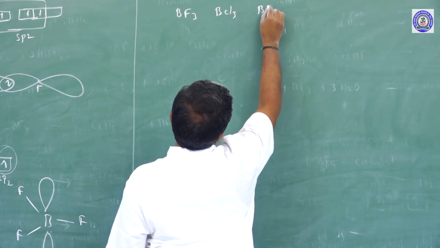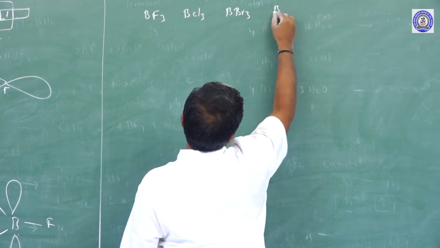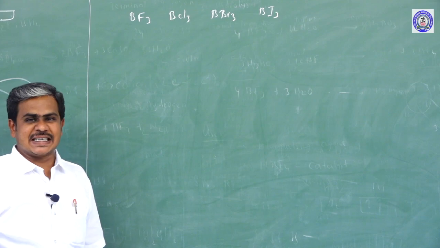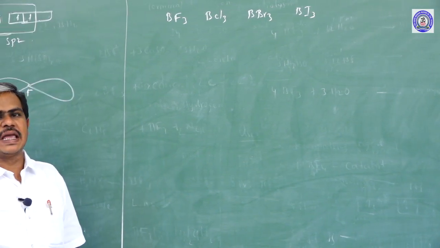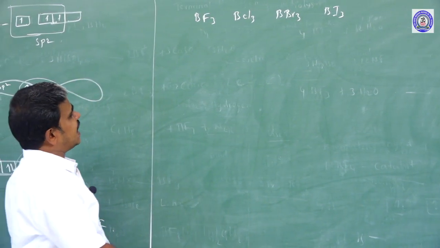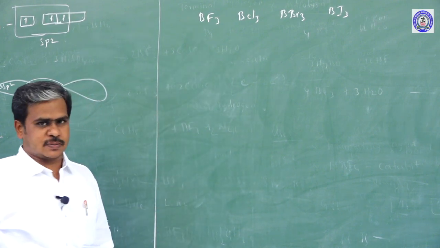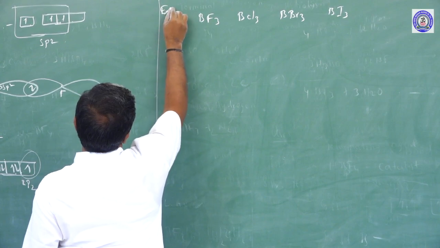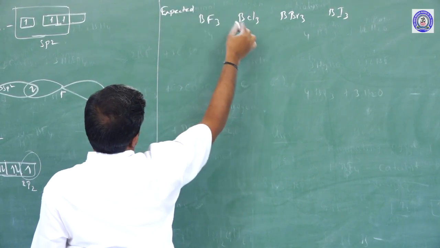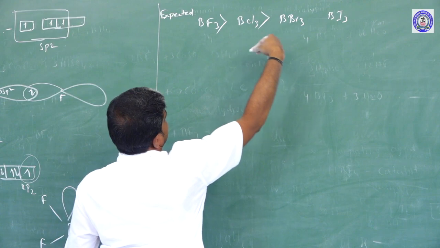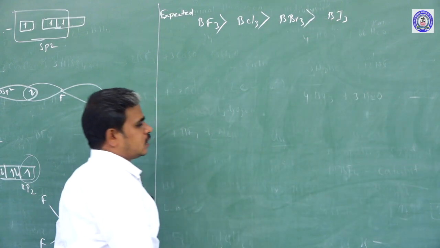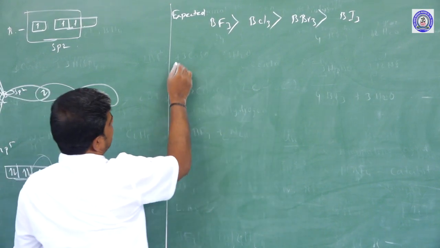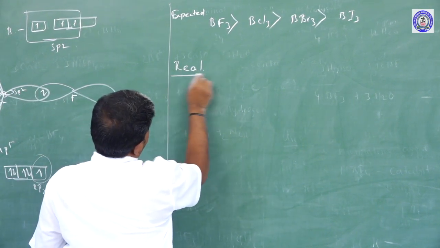Now we take the very important relation of BF3, BCl3, BBr3 and BI3: the Lewis acid strength. What do we mean by Lewis acid? One that accepts electrons. Which one has the highest Lewis acid strength? The expected order is BF3 greater than BCl3, BBr3 and BI3. But the real order is the opposite.